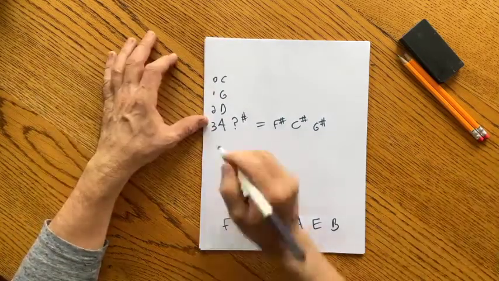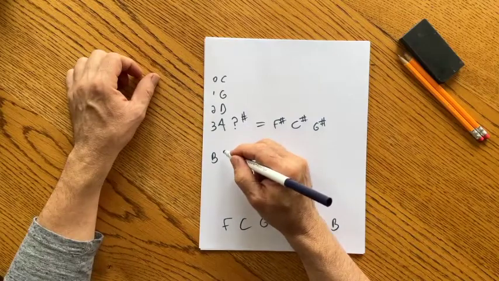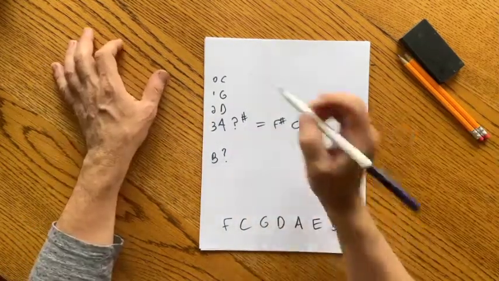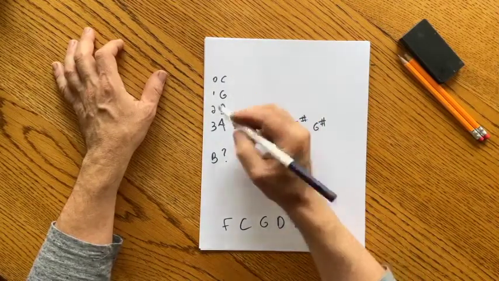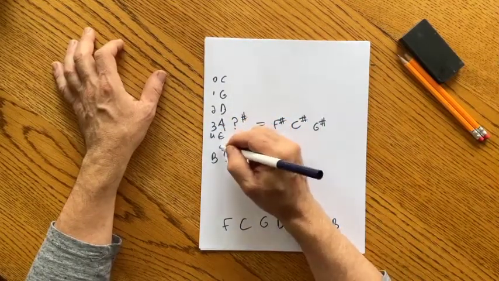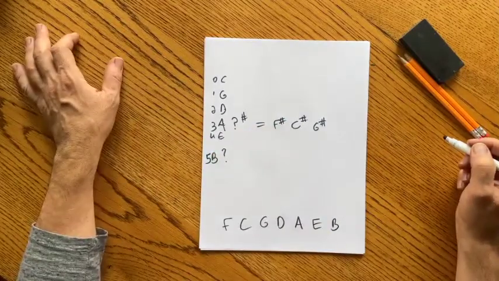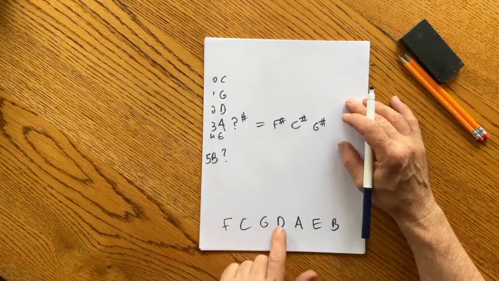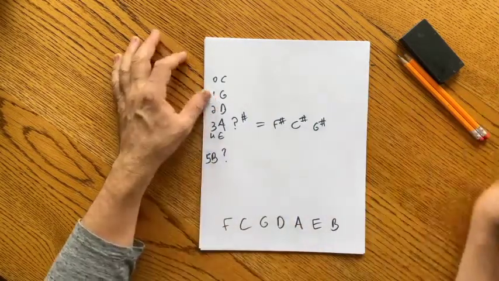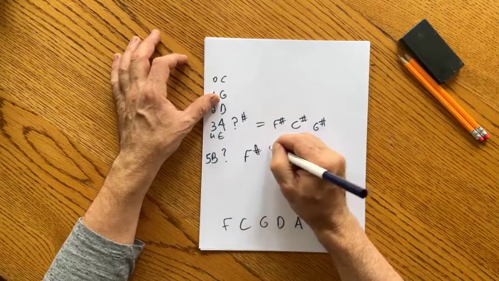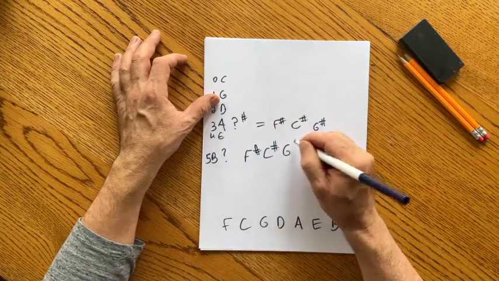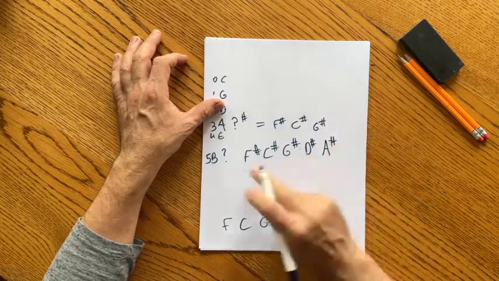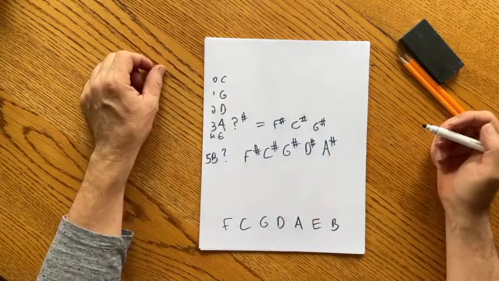What about the key of B? Well, let's check it out. Cats go down alleys eating bologna. Five. So it's five sharps in the key of B. What are they? Well, we take this. Fat cats go down alleys. F sharp, C sharp, G sharp, D sharp, A sharp. One, two, three, four, five sharps. That's how you do it in your head.